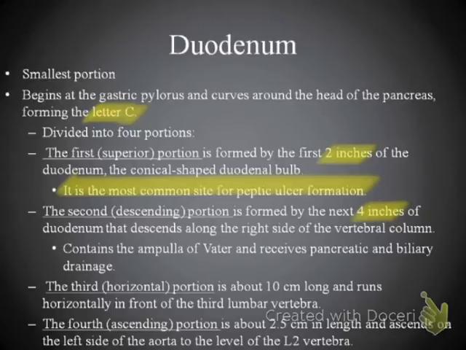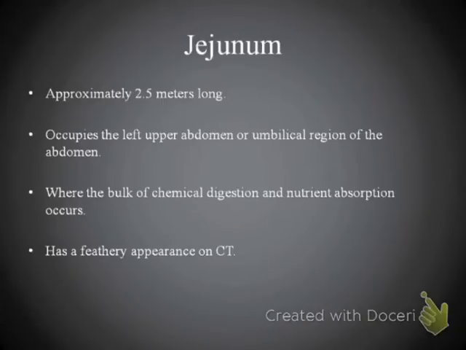The fourth or ascending portion is about 2.5 centimeters in length and ascends on the left side of the aorta to the level of the L2 vertebrae. So if you average this out, we have about 18 and a half centimeters here, which is not very long in respect to there being around 21 feet of small bowel in the body. So as we see, the duodenum is, in relationship to the jejunum and the ileum, quite short. The jejunum, on the other hand, is approximately 2.5 meters in length. So keep that in mind, that it's around 2.5 meters.